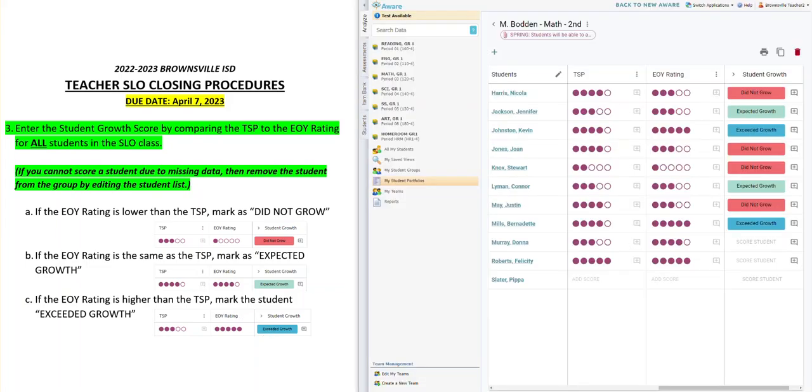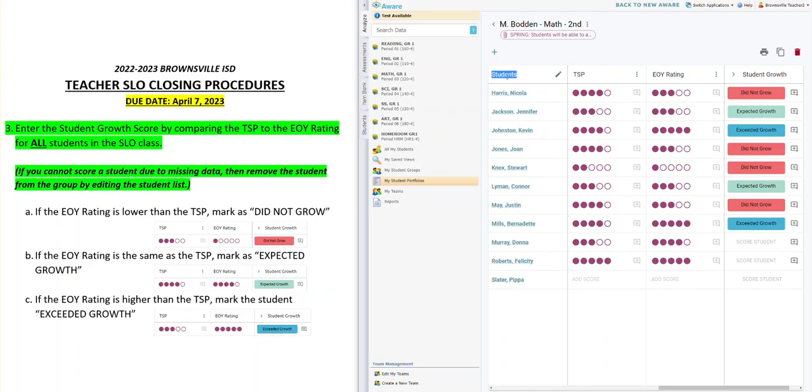Let's look at an example here in Eduphoria. Look at our very last student, first of all. Notice we don't have data because the student was out for long periods of time, or they went to another school, or they were at an alternative school for too long a period of time. So since we don't have data for them, we need to remove them from our list.